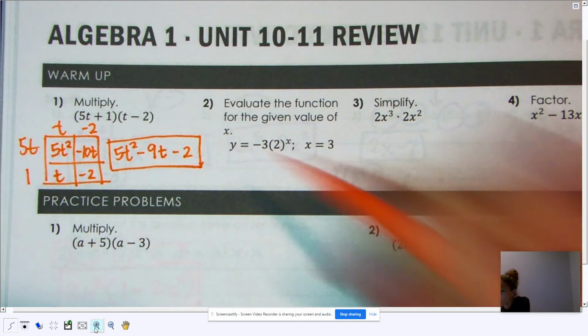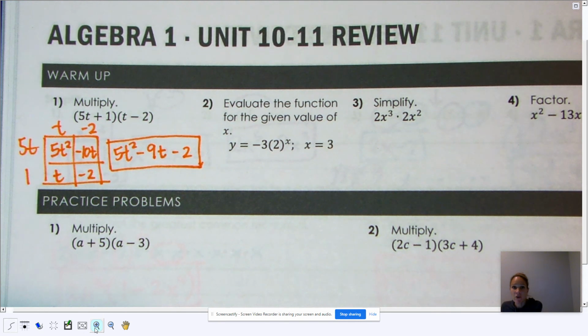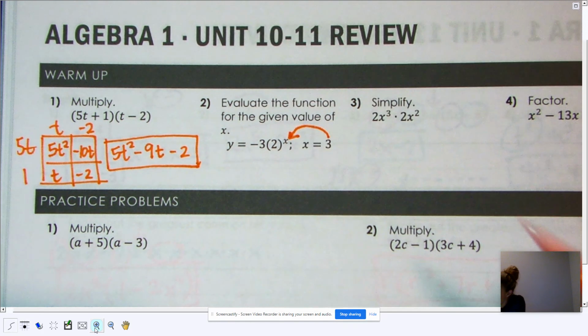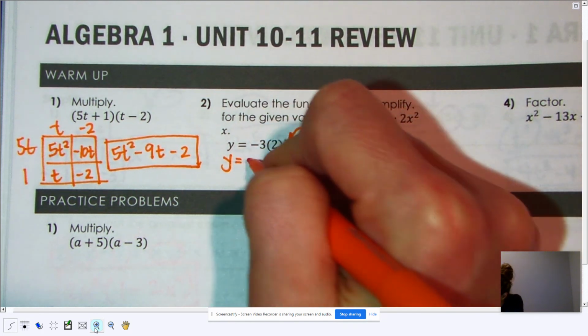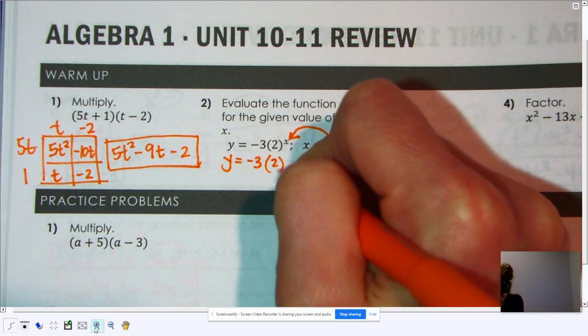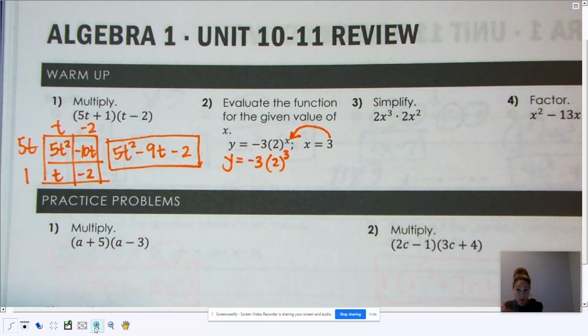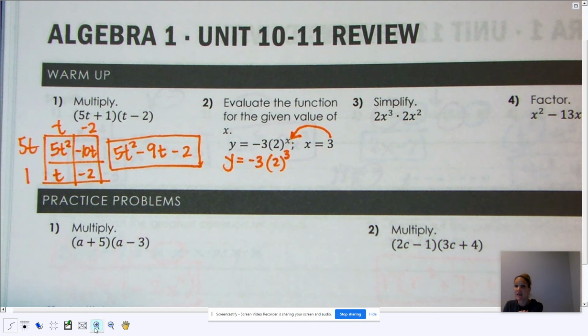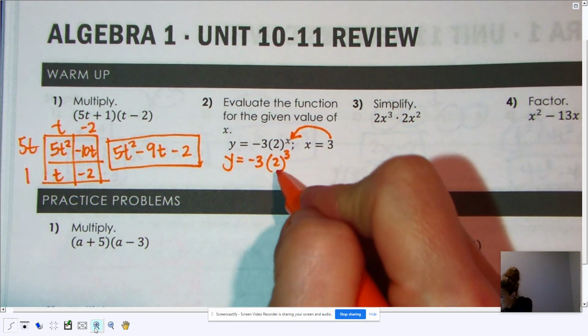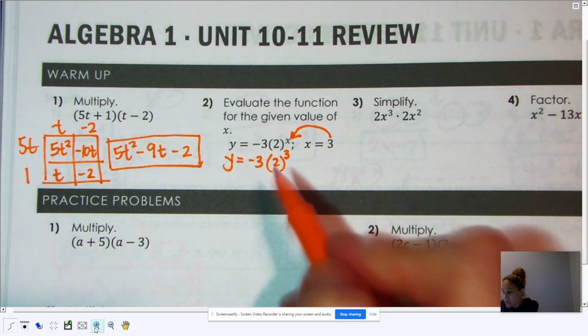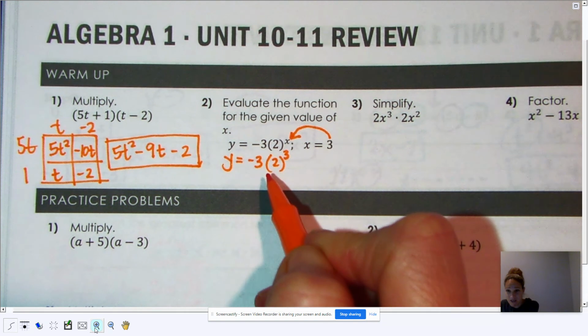Okay, question number 2. Evaluate the function for the given value of x when x is equal to 3. I'm going to plug that in. So I have y equals negative 3 times 2 to the third power. So I have to do the exponent first. Remember, PEMDAS, please excuse my dear Aunt Sally, starts with the parentheses. Inside the parentheses, everything's done. Okay, it doesn't mean we take care of these parentheses. We can't do that. That's multiplication.